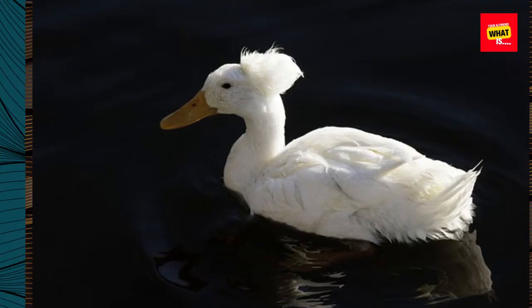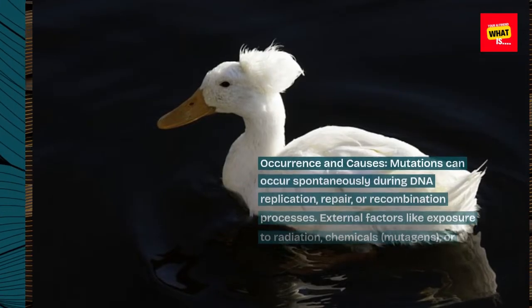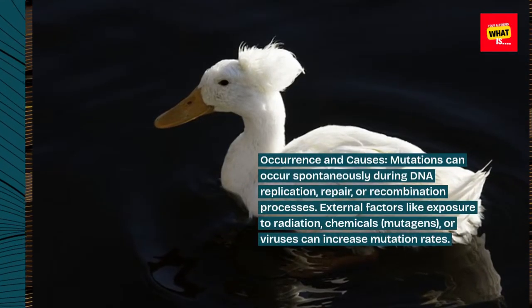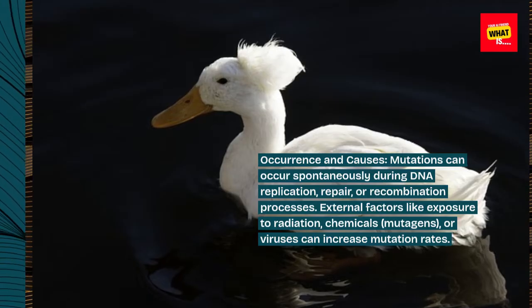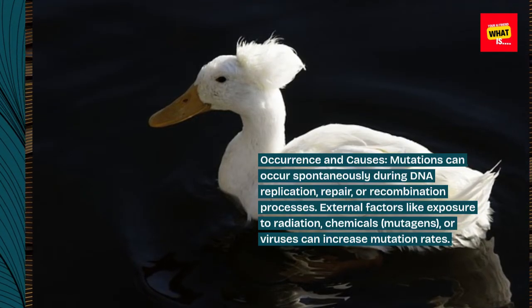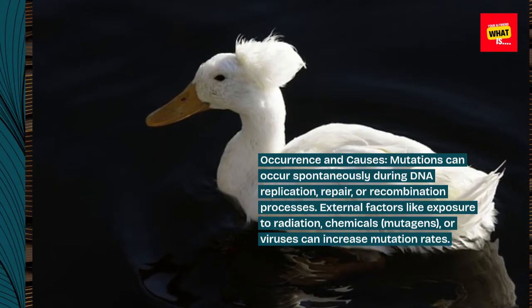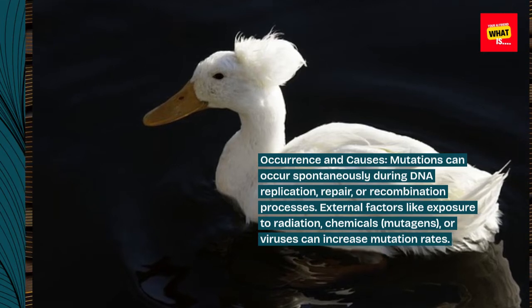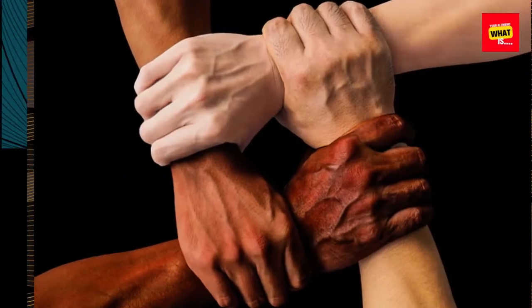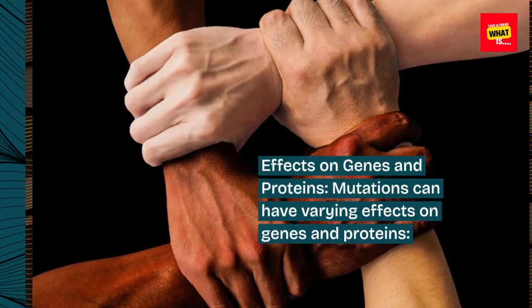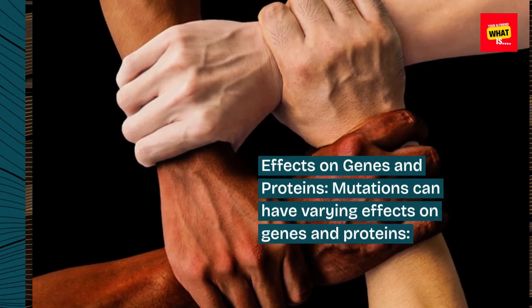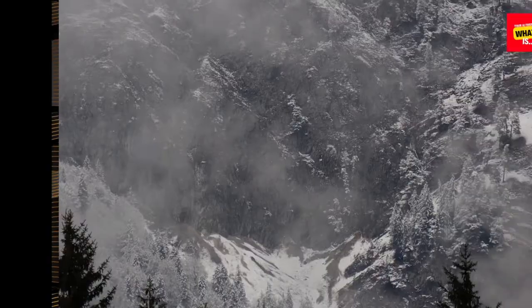Occurrence and causes. Mutations can occur spontaneously during DNA replication, repair, or recombination processes. External factors like exposure to radiation, chemicals, mutagens, or viruses can increase mutation rates. Effects on genes and proteins. Mutations can have varying effects on genes and proteins.